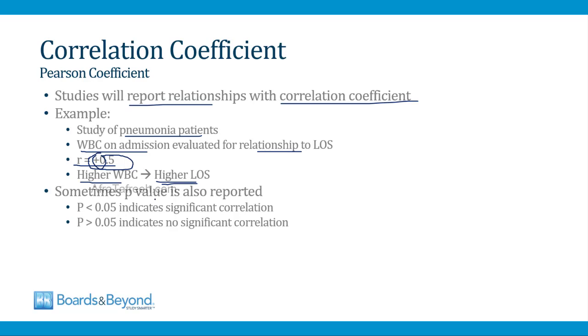And sometimes studies will also report a p-value along with the correlation coefficient. A p less than 0.5 indicates a significant correlation between the two variables. A p greater than 0.5 indicates no significant correlation. But the p-value only tells you whether the relationship is statistically significant. It doesn't tell you anything about the direction or the strength of the relationship. That's why the R value is helpful.